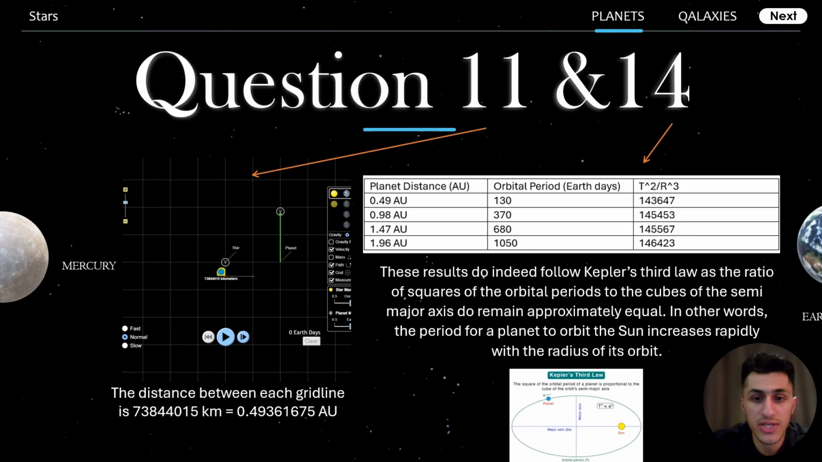Now let's go over questions 11 and 14. The distance between the grid lines is 73,844,015 kilometers, or 0.49 astronomical units. And question 14. These results do indeed follow Kepler's third law, as the ratio of the squares of the orbital period to the cubes of the semi-major axis do remain approximately equal. In other words, the period of the planets to orbit the Sun increases rapidly with the radius of its orbit.